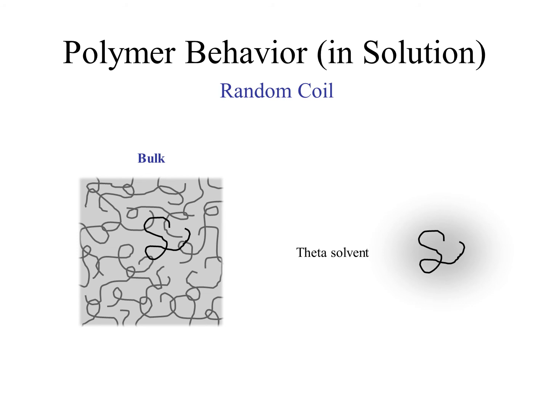Now, in what is referred to as a theta solvent, the mers interact with the solvent molecules to the same degree as they interacted with other polymer mers back in the bulk. Thus, the size of the random coil in the theta solvent is exactly the same size as the random coil back in the bulk. That is actually how a theta solvent is defined.